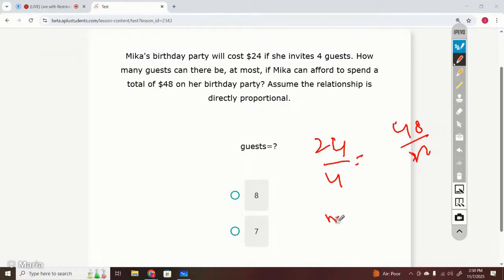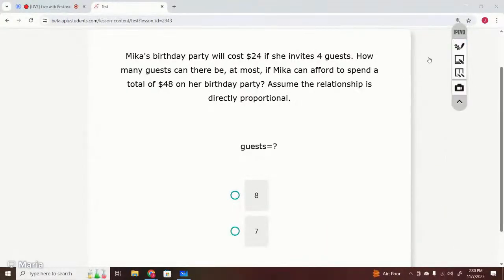That would be n is equal to 48 divided by 24, times 4. The correct option is 8. Option number 1 is the correct option.